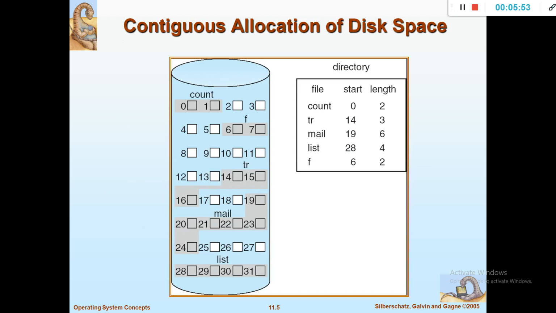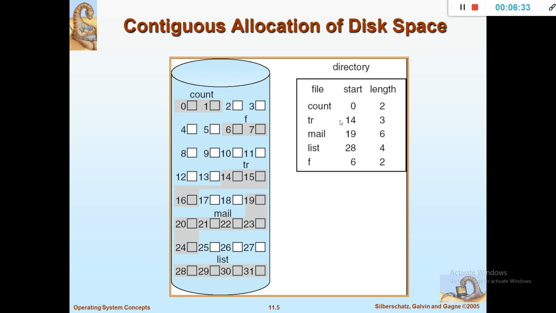Another problem we face is that if the file wants to grow, that is not possible here. For example, you stored the file count in blocks 0 and 1, and you stored another file, employee, with 4 blocks, 2 3 4 5, and after that comes the file f67. Now if the file count starts growing and becomes full with both blocks, 0 and 1, and you want to allocate another block to count, it is not possible with this contiguous allocation of disk space.